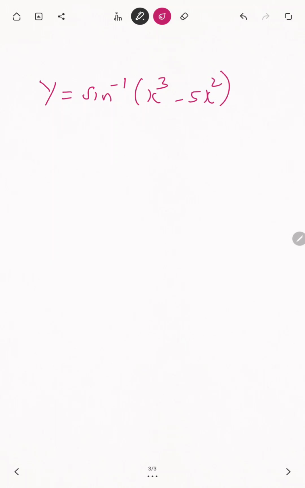Okay, student, you want to differentiate this. First, what is the important thing? Sine inverse is given and the power minus 1 is coming. So, no doubt, this is an inverse trigonometric function. The first point: inverse trigonometric function. What is the second thing?